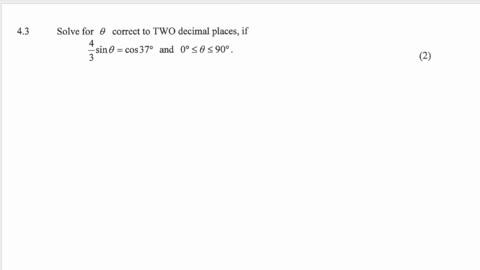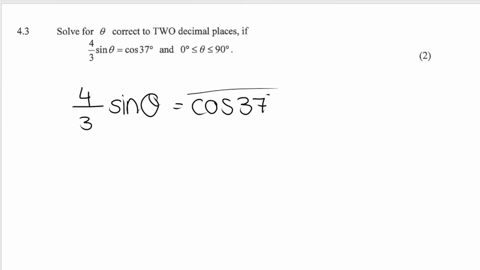Right, my last question says solve for theta correct to 2 decimal places. So we've got 4 over 3 sin theta equals cos 37. Now, cos 37 actually has a value. If you type that in onto your calculator, you will get a value. You actually get 0.798635551. So that's actually got a value.